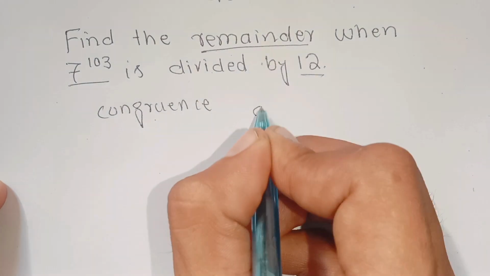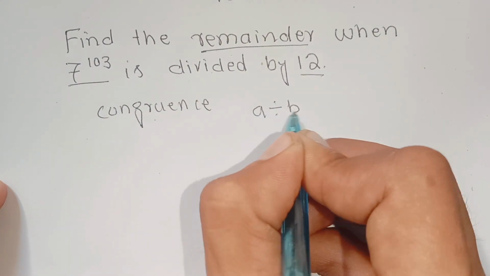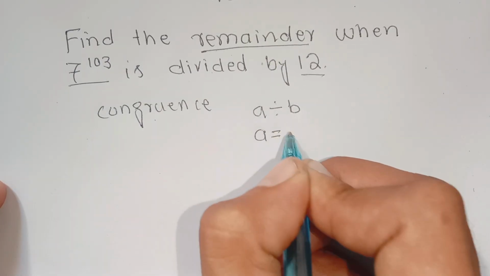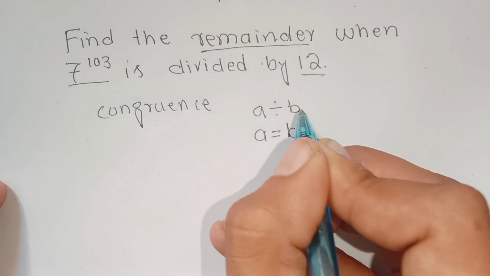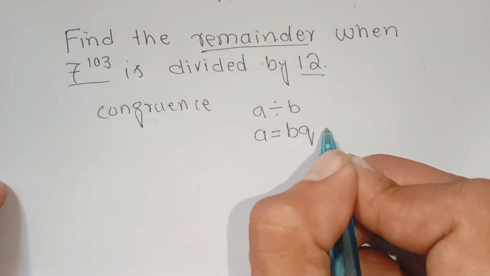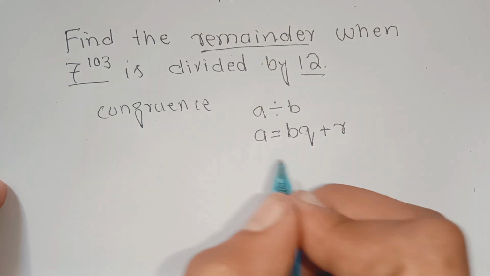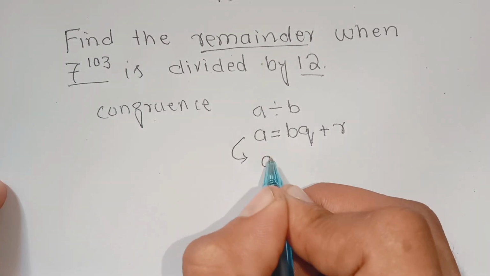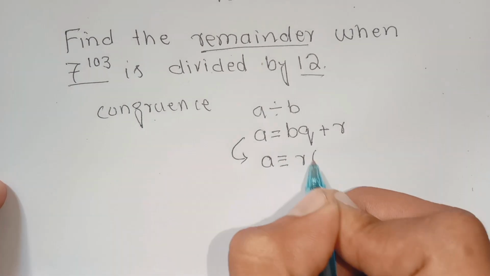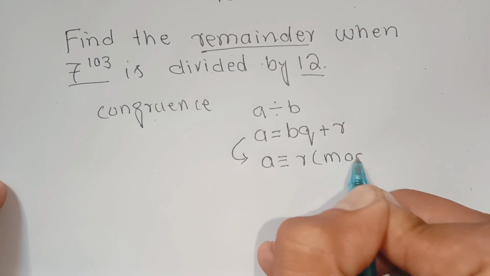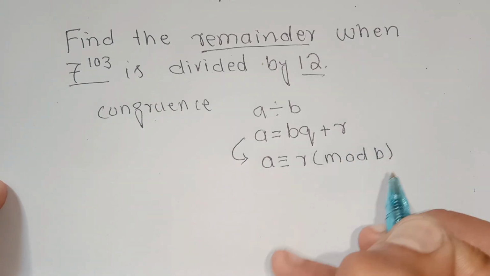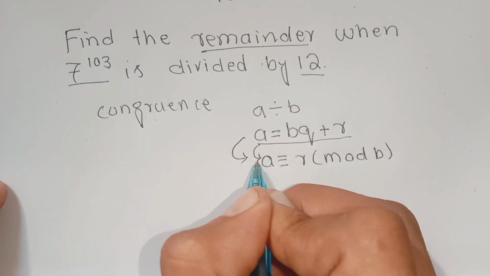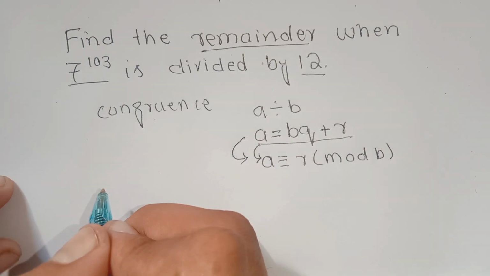When we divide a by b, we can write it in equation form as a equals b times q plus r, where q is the quotient and r is the remainder. But in congruence we write it as a is congruent to r mod b. So this equation is transferred to congruent form in this way.